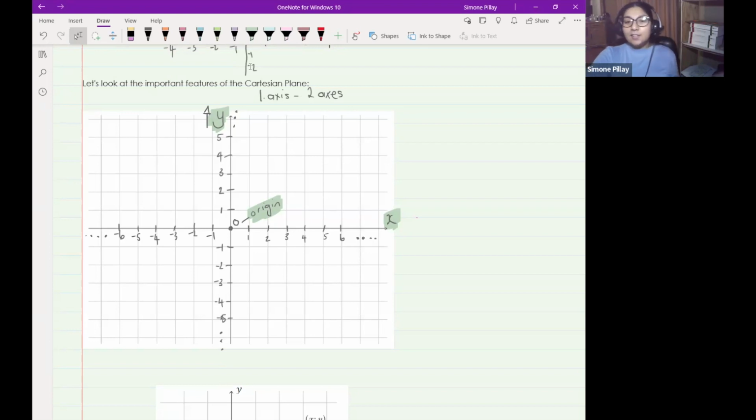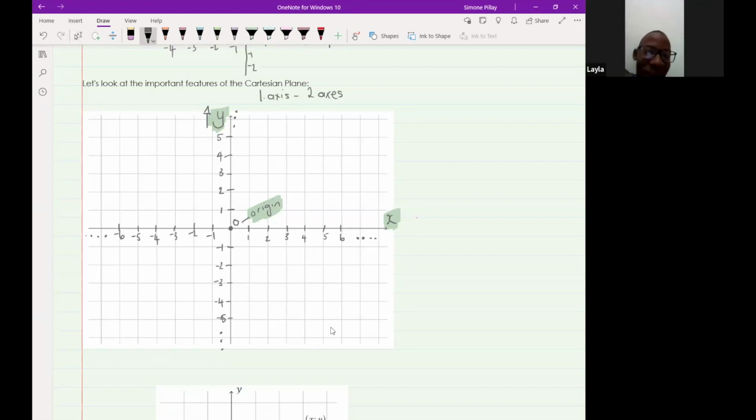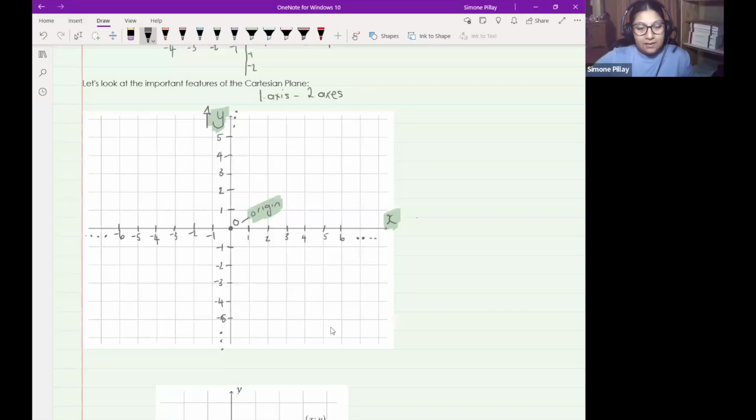Okay, Leila, do you want to raise your hand and tell me what's confusing you? The thing that's confusing me is the Cartesian plane itself, the way it's built, the way it's formed. Okay, what about the way it's formed? Is it the two axes, the x and the y?